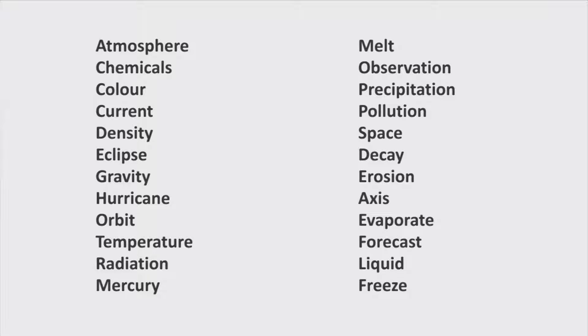So the words are atmosphere, chemicals, color, current, density, eclipse, gravity, hurricane, orbit, temperature, radiation, mercury, melt, observation, precipitation, pollution, space, decay, erosion, axis, evaporate, forecast, liquid, and freeze. Okay, so these were the words which I listed to you. Right. Now you just have to recall these words, and you just have to write these words down on the paper. Okay.